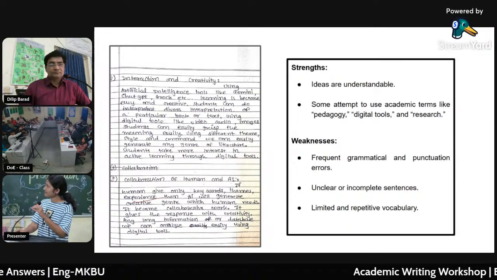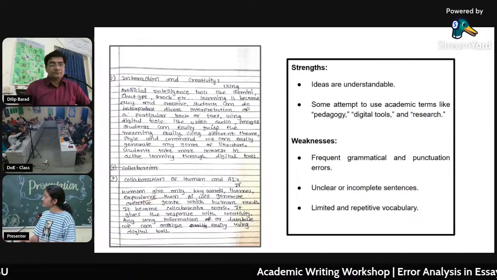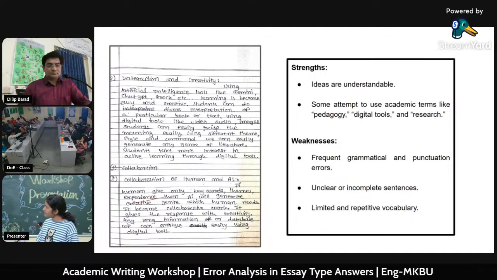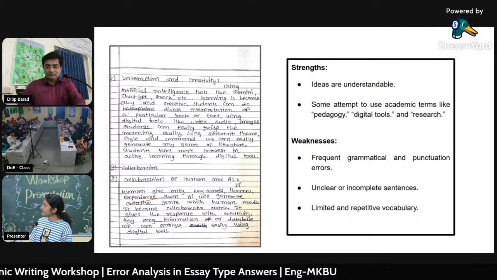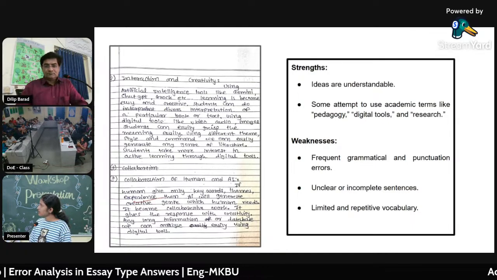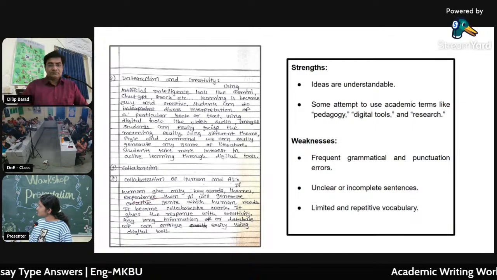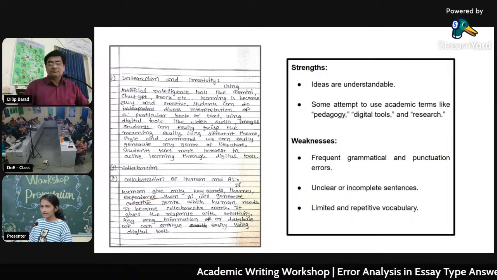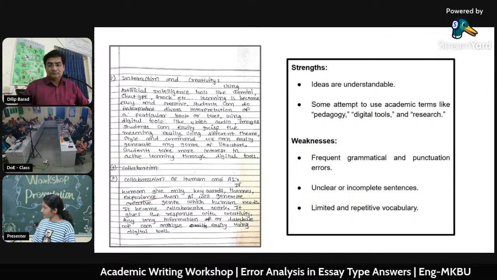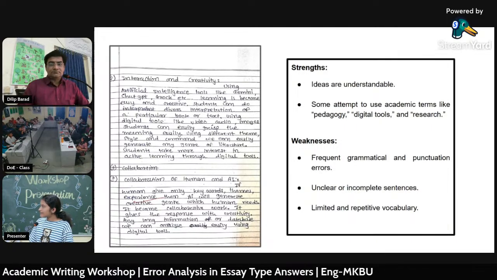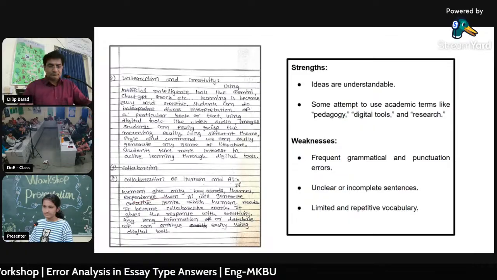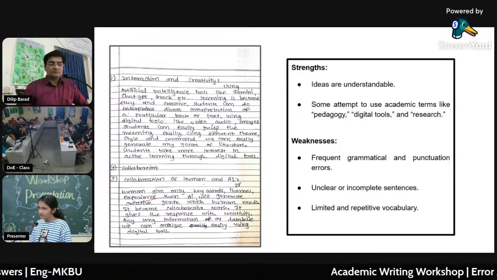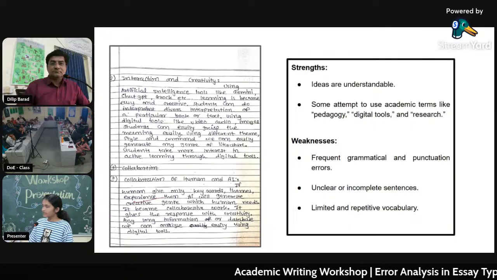So in this answer copy, ChatGPT suggested that the strength areas are that the ideas are understandable and the main concept is clear, with an attempted use of academic terms like pedagogy, digital tools and research. But the weaknesses are frequent grammatical mistakes and punctuation errors. Unclear or incomplete sentence structure is there, and limited and repetitive vocabulary is also used here.